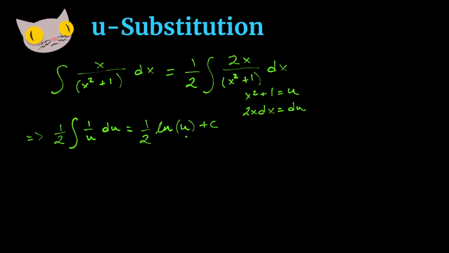Now all we got to do is replace the u with what it originally was, and this gives us 1/2 times the natural log of x squared plus 1 plus our constant of integration. Great, that's not too bad. Of course, these can get much more complicated. I encourage you to keep practicing and do some practice problems.